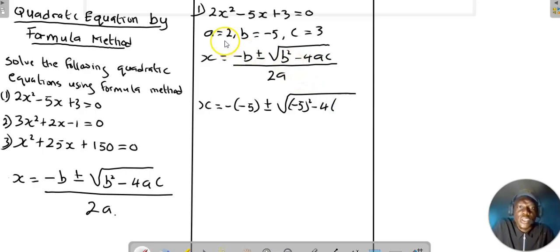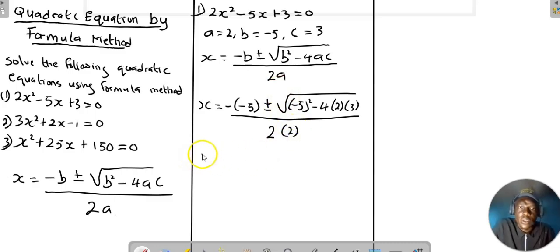What's our value for a here? 2. Then what's our value for c? 3. All over 2a. What's our value for a here? Our value for a is 2.